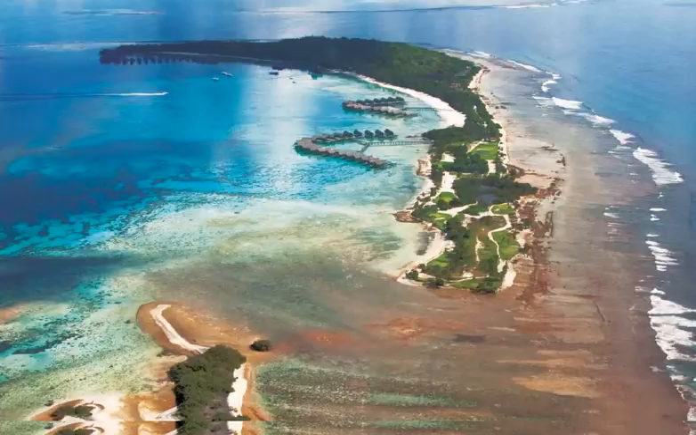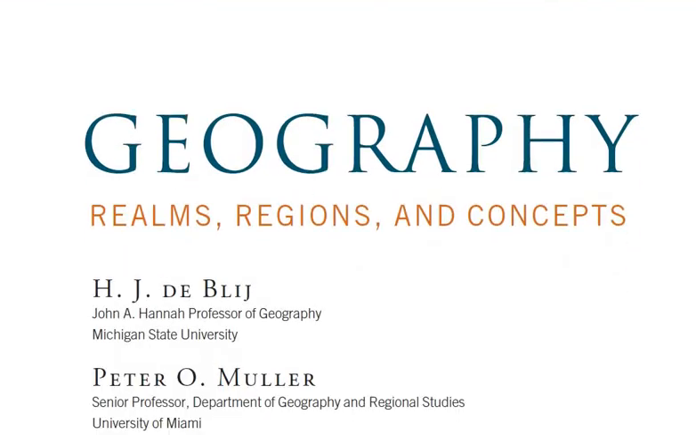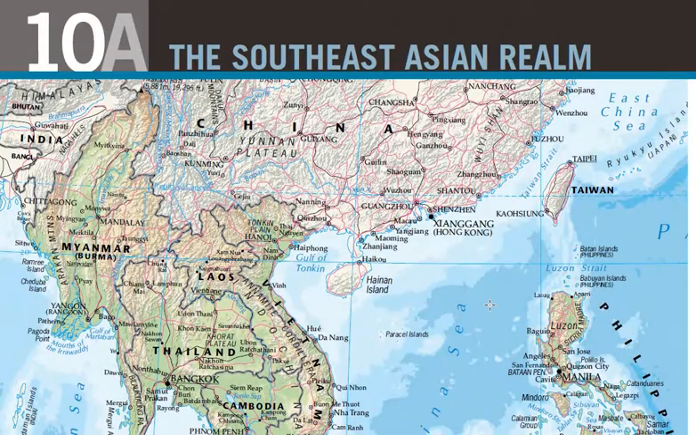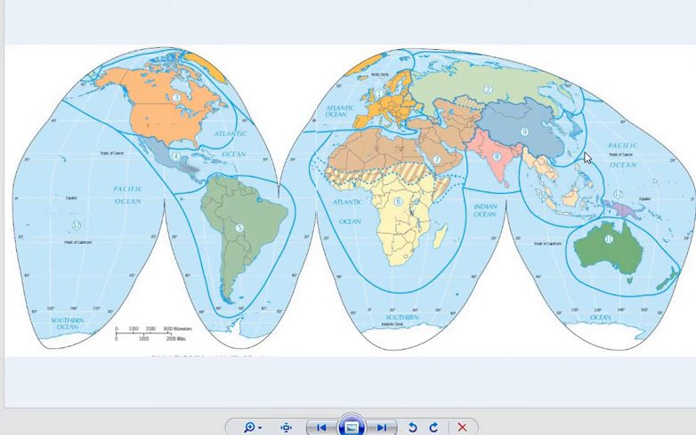And we are following the book Geography, Realms, Regions and Concepts by Blij, Muller and Nijman for these lectures. Today we will talk about the Southeast Asian realm. So first of all, let's find out where the Southeast Asian realm is located in the world. Here is the Southeast Asian realm, which is located right to the south of the East Asian realm, and it is the southeastern extreme of the Asian continent. That's why it is called the Southeast Asian realm.